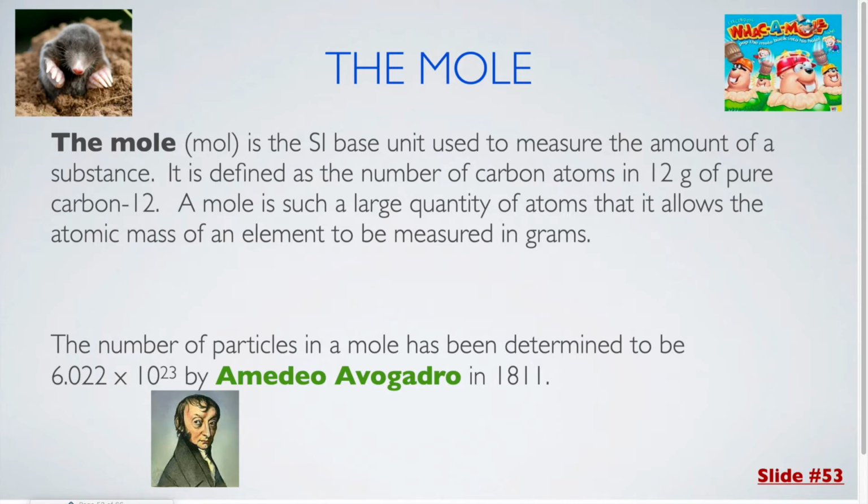The number of particles in a mole has been determined to be 6.022 times 10 to the 23rd by Amedeo Avogadro in 1811. This is a number that we will be using a lot in this class.